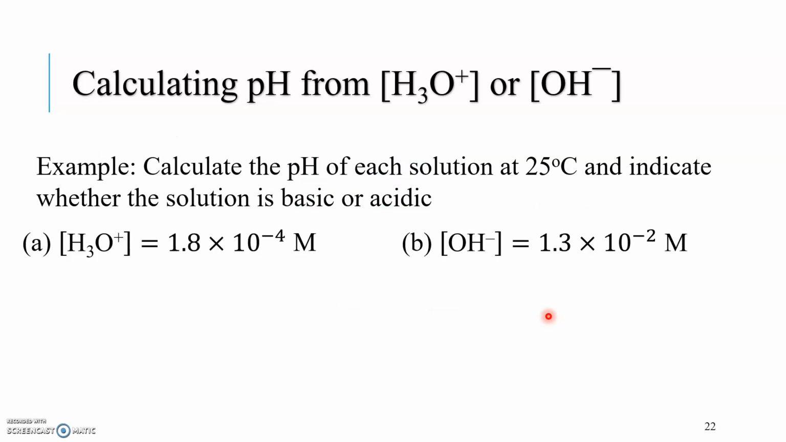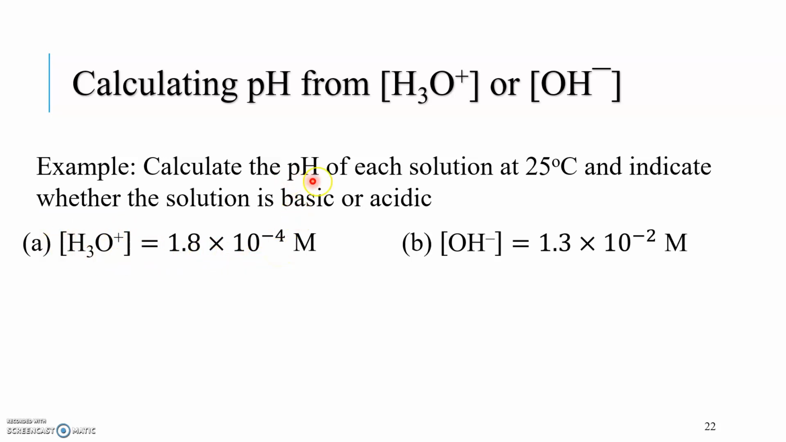Now, how can we do the calculation? So here in this example, we are going to calculate pH from the concentration of either H3O plus or OH minus. So let's work the first one. The question is: calculate the pH of each solution at 25 degrees Celsius and indicate whether this solution is basic or acidic. Starting with A, the concentration of H3O plus is 1.8 times 10 to the negative 4.